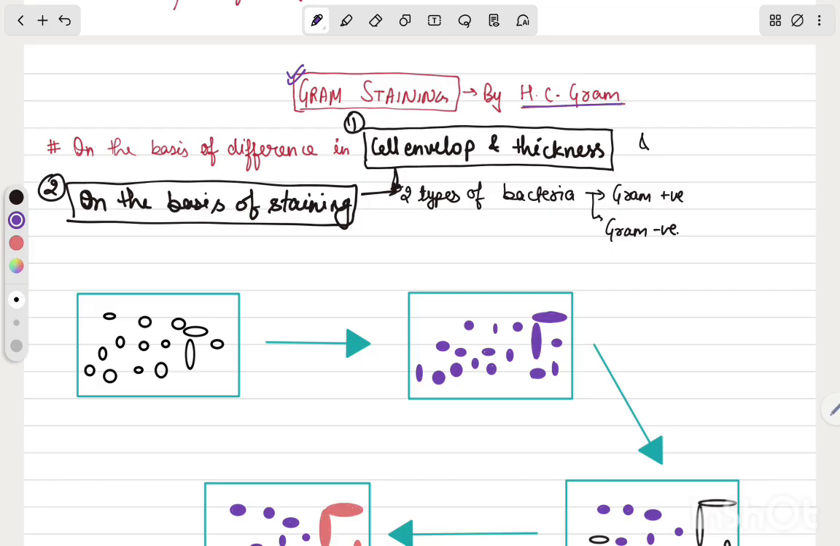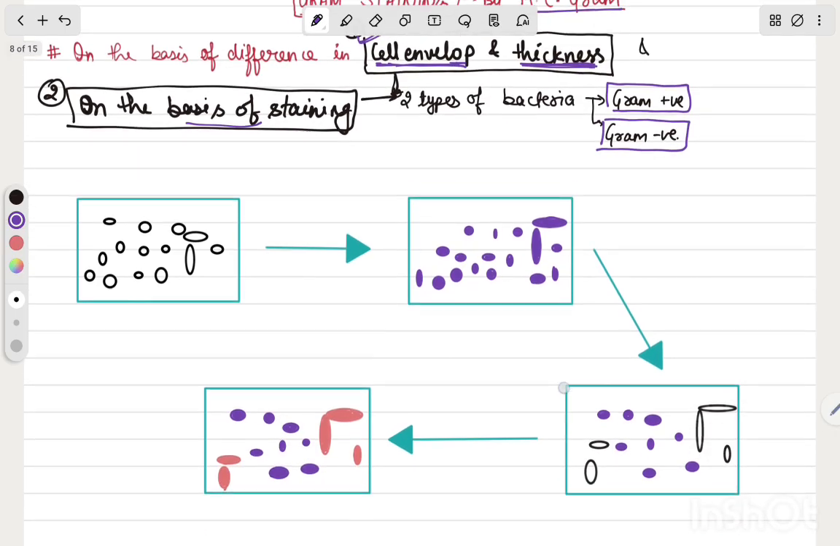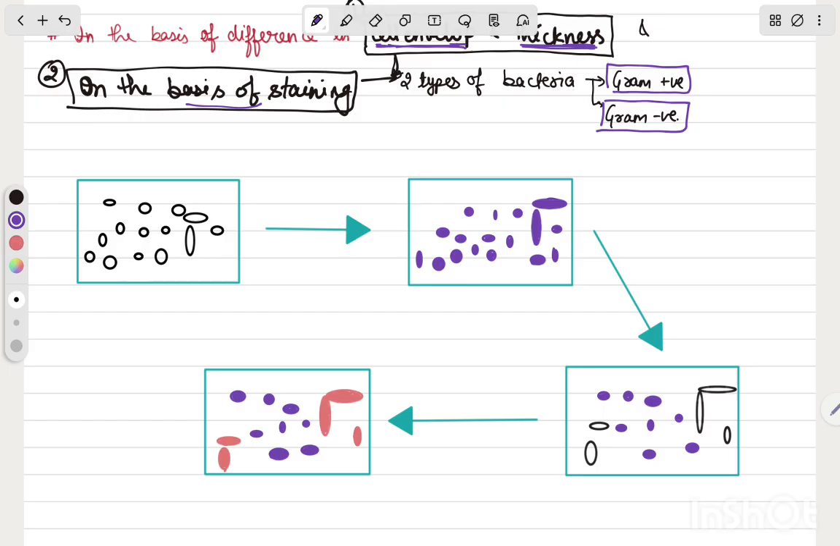We'll discuss the procedure and the different types of bacteria on the basis of Gram staining. On the basis of Gram staining, or we can say cell envelope and its thickness, there are two categories of bacteria. One is gram positive and the other is gram negative. How do we identify which category of bacteria is gram positive and gram negative?